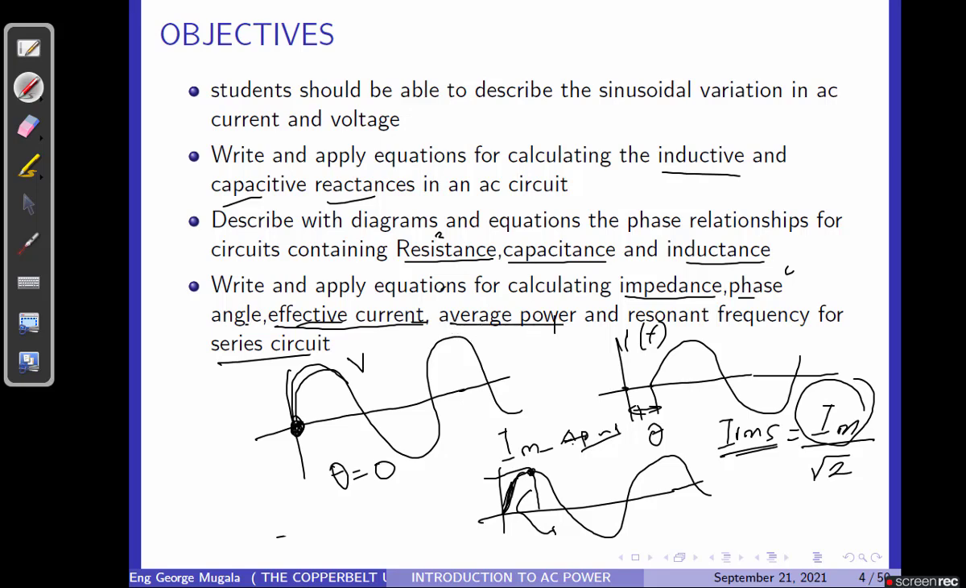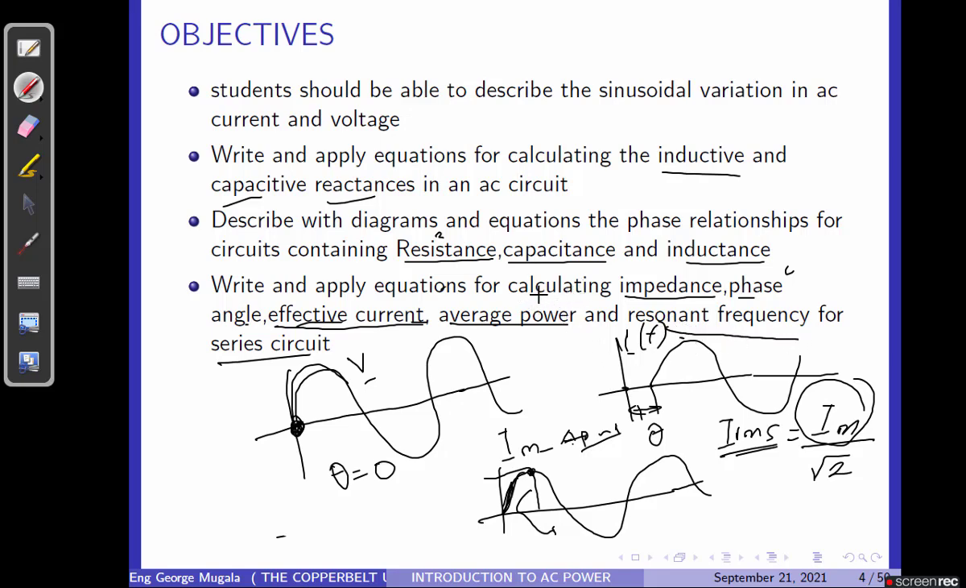Now, when we talk about average power, of course, what is the average power that we get? Because if we have to multiply voltage times current, and this voltage is changing with time like this, and this current is changing, how do we get the average power? How do we calculate all of that? But we can also talk about the resonance frequency.